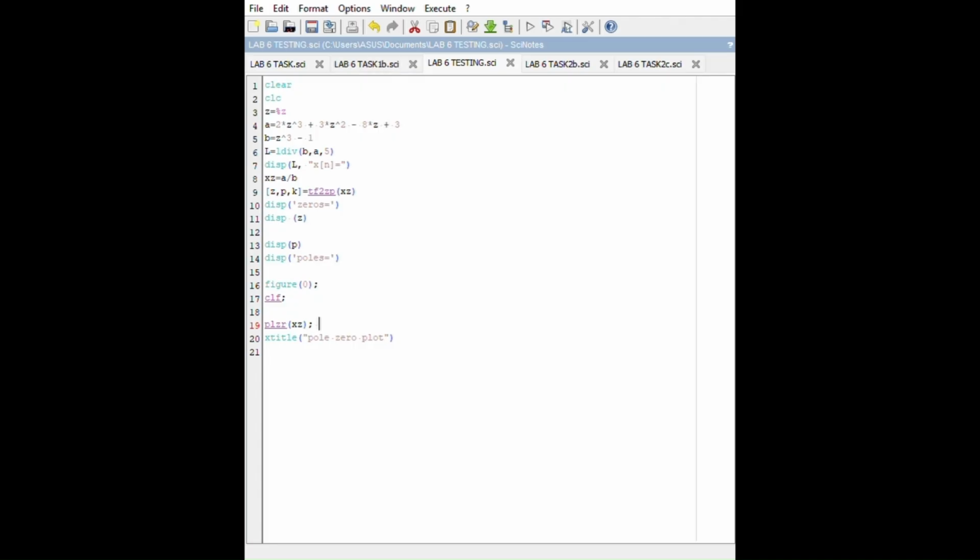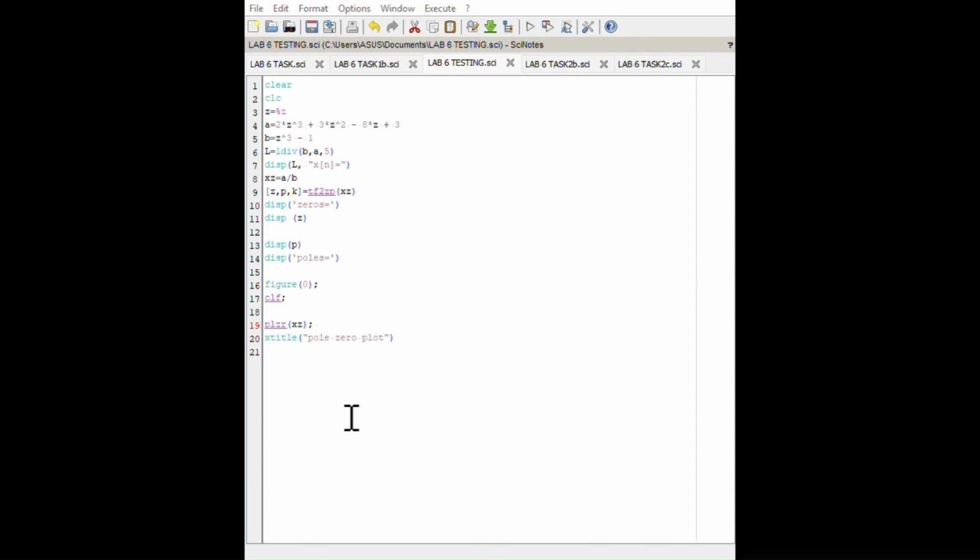okay, next for task B, write a Scilab program to compute the inverse Z transform and generate the pole zero plot of the Z transform. Okay, so for these three questions, we will use this code.